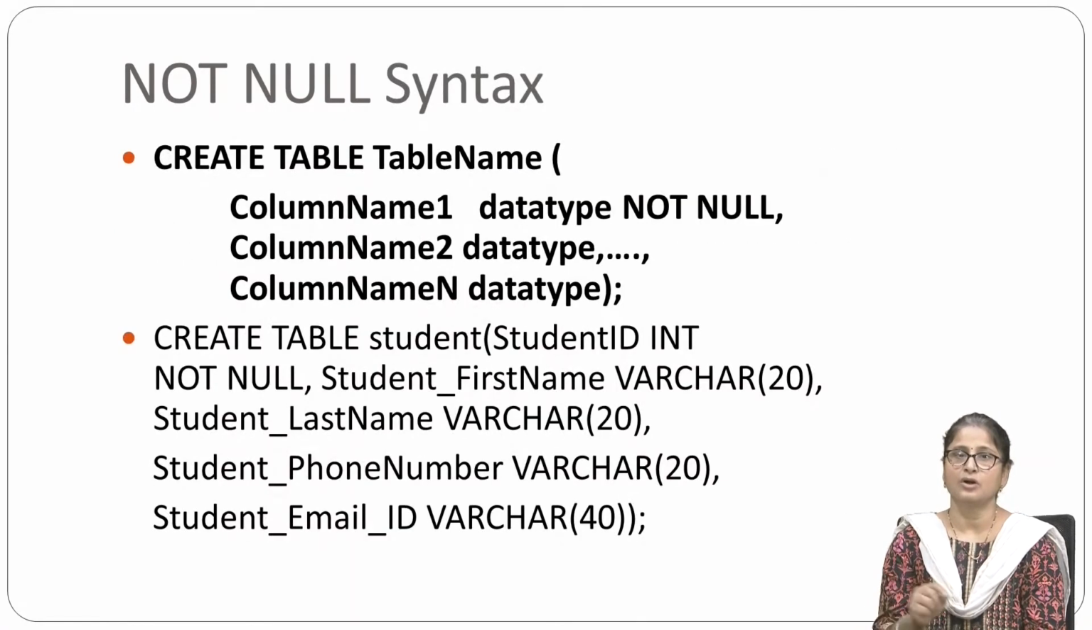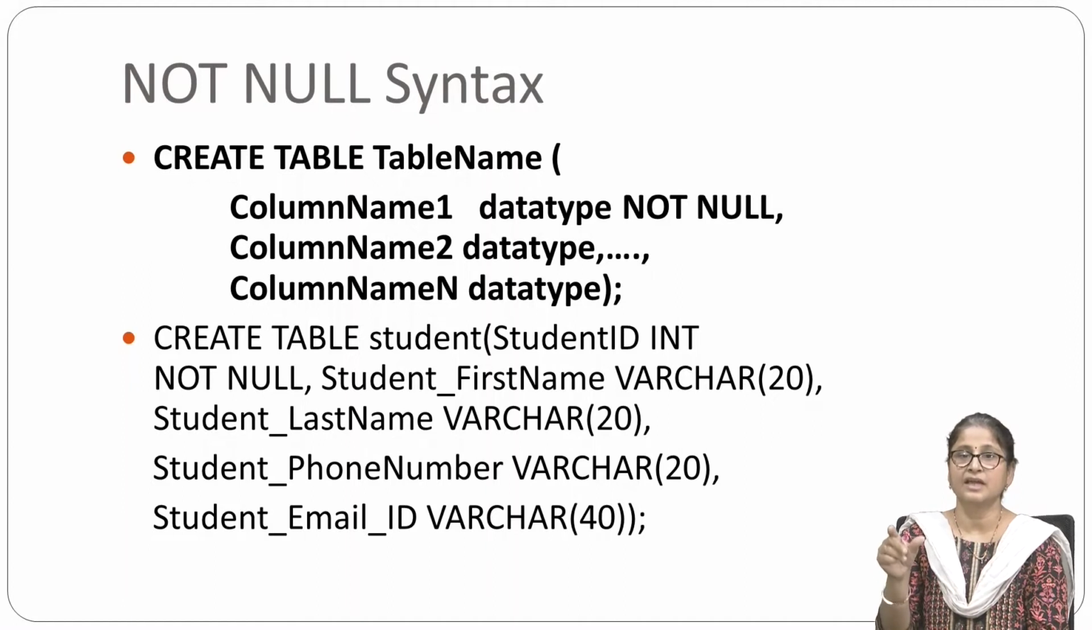So, this is not null. Now, how can we specify the not null constraint while creating the table? There is the create command: create table, table name, column name, its data type and size, followed by not null. That means wherever we have mentioned the not null clause in column name 1, that field must be entered. It cannot hold an empty value.